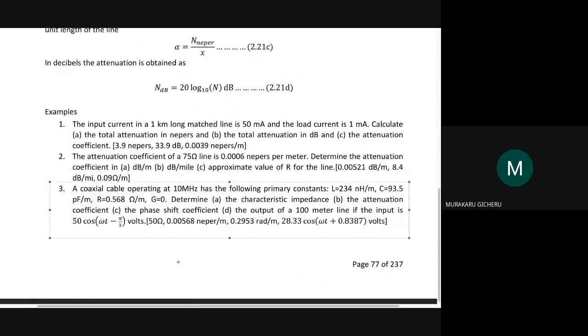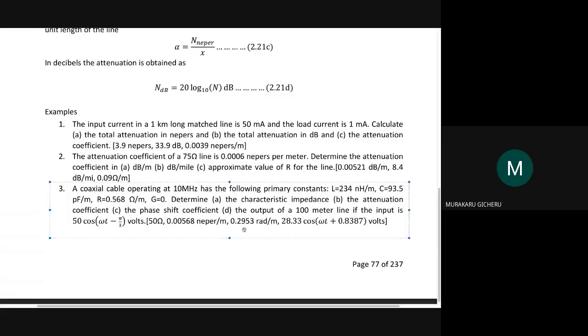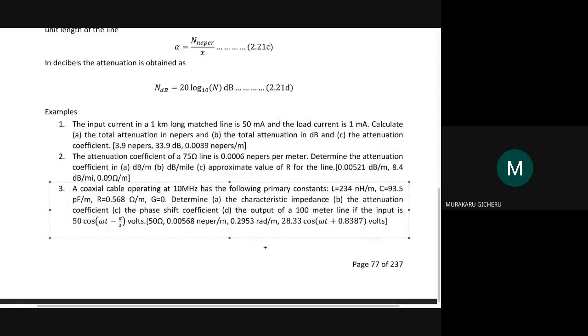This number 3: a coaxial cable operating, L is equal to 234 nanohenries per meter, C is equal to 93.5 picofarad per meter, R is equal to 0.568 ohms per meter, and G is equal to 0. Find the phase shift coefficient and the output of omega t minus pi over 3.